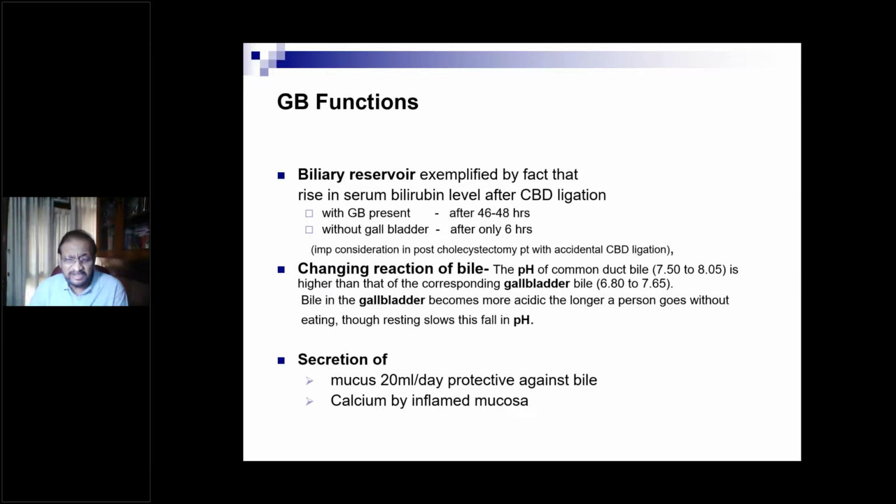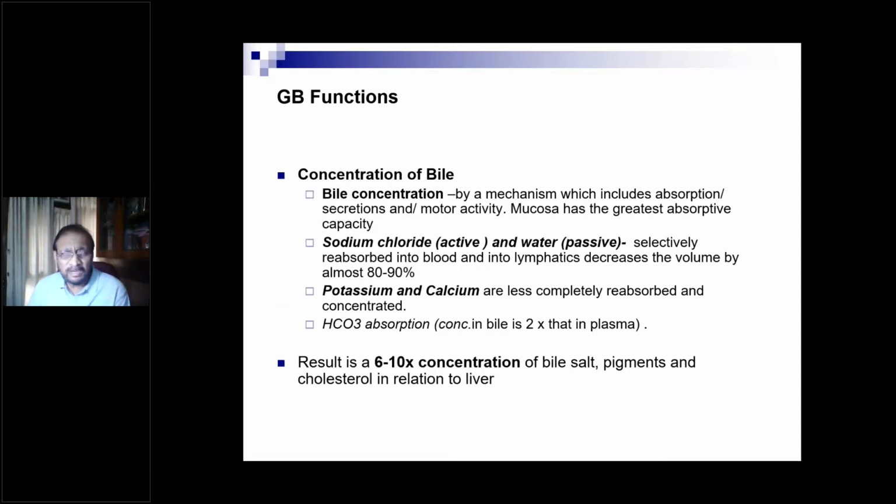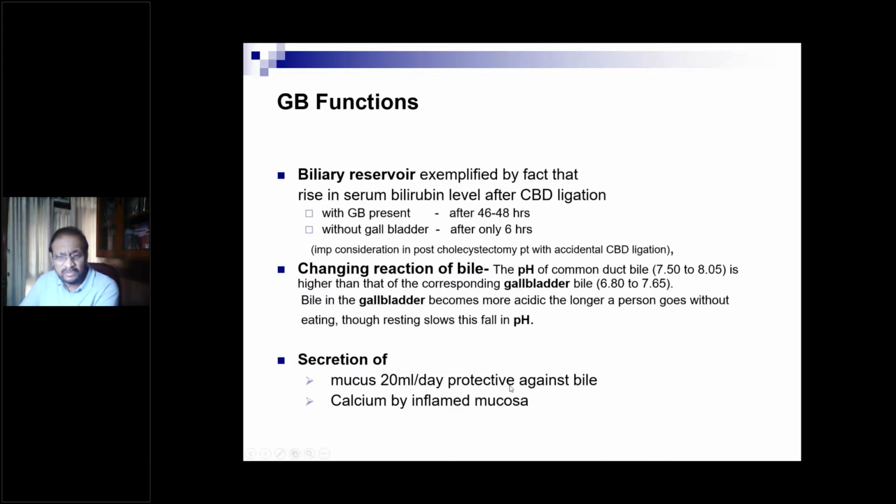And the gallbladder has a secretory function. What does it secrete? Number one, mucus, 20 ml per day, and calcium by the inflamed mucosa. So in the gallbladder, bile concentration occurs: sodium chloride is actively absorbed, water passively absorbed, potassium and calcium absorbed, bicarbonate absorbed to a certain extent, and this results in a 6 to 10 times concentration. This we already talked about.